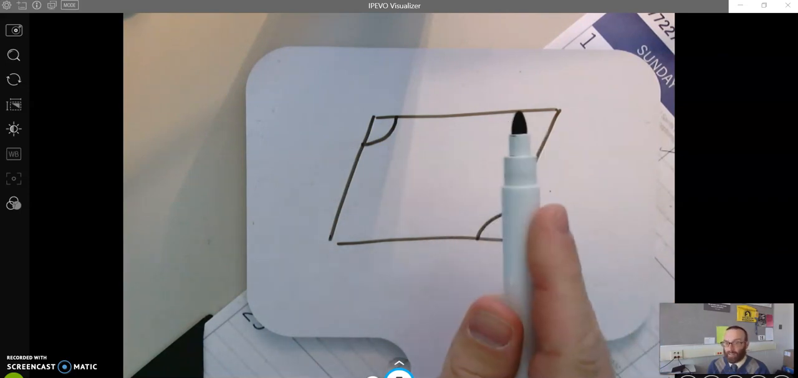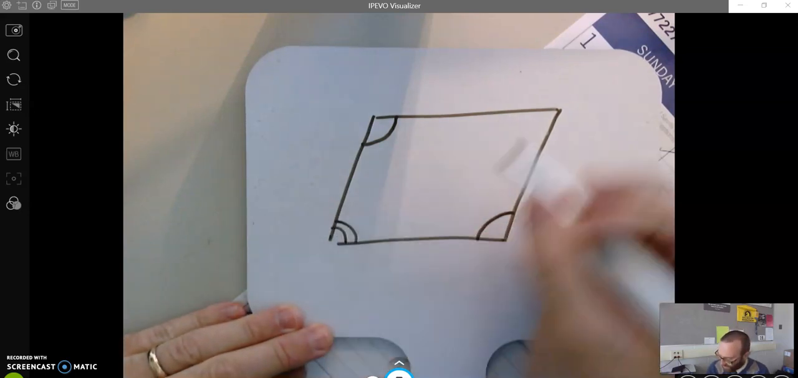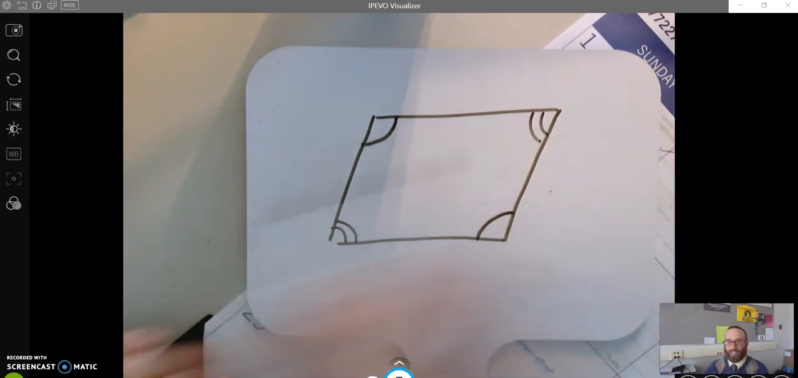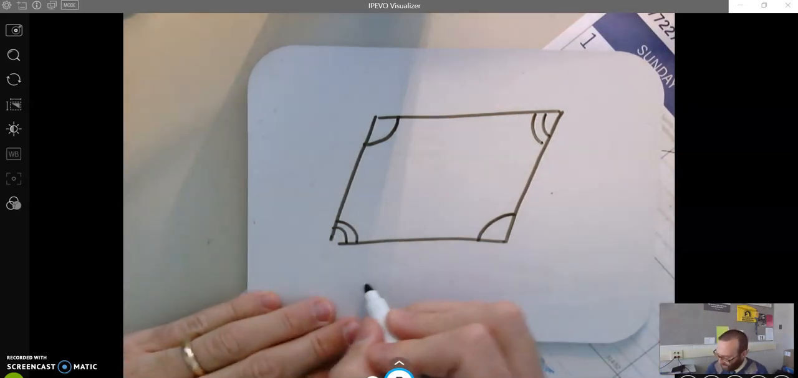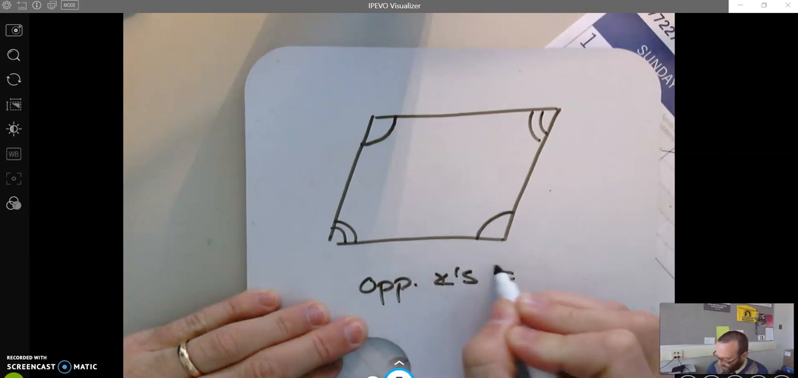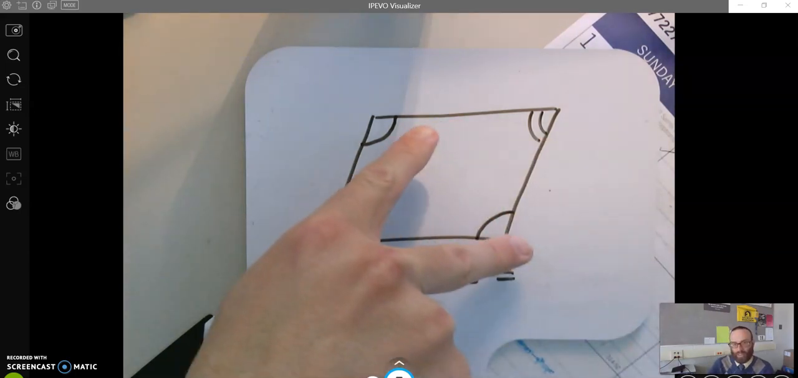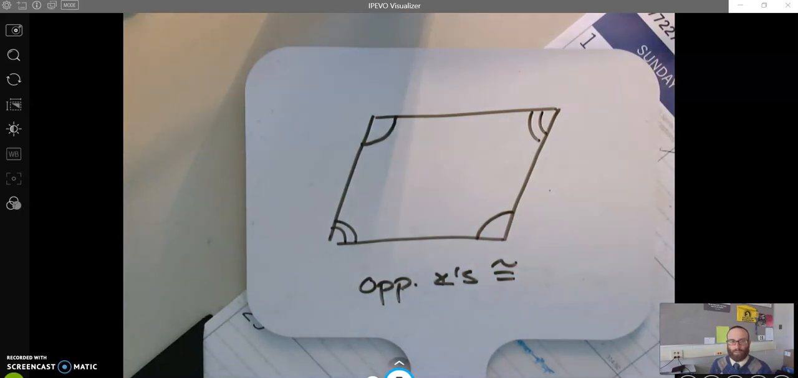But that's not enough. In order to know that this is a parallelogram, I have to know that both pairs of opposite angles are congruent to one another. Okay? Opposite angles congruent. It has to be both pairs. That's the key here. It's not enough to just be one or the other. This pair here, those are both congruent.